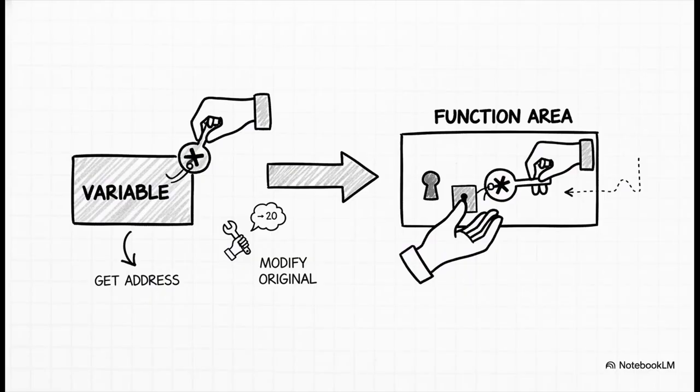So how does the syntax actually work? Well, to give the key, you put an ampersand, the and symbol, in front of the variable. That just means get me the memory address of this thing. Then, to receive the key, the function's parameter uses an asterisk, star, to show that it's a pointer. It's now holding that address, and it can use that key to go back and change the original values. And just like that, mystery solved.